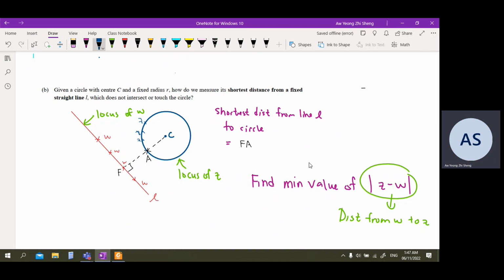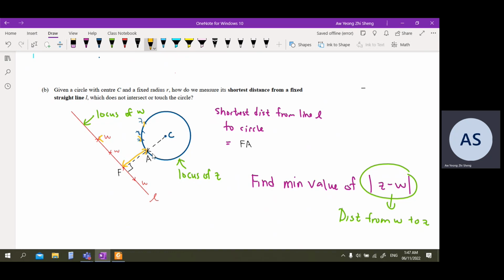So there are actually infinitely many possible values for the distance from W to Z. You could have taken this distance as a distance from W to Z. You can also take this distance as a distance from W to Z. So there are so many possibilities. And from the infinitely many possibilities of distances from W to Z, which would give you the shortest distance? It is actually the AF.